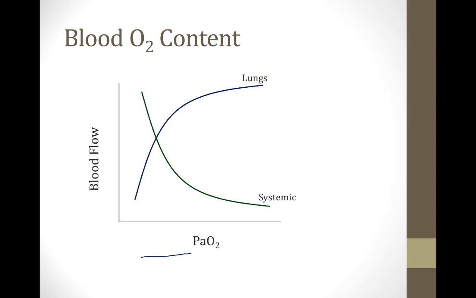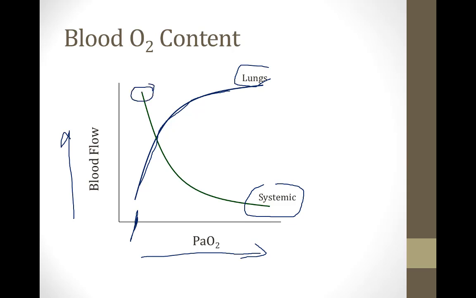So if we were to graph the oxygen level on the x-axis and the blood flow on the y-axis, we would see that in the lungs, as the oxygen level goes up, the blood flow goes up, and as the oxygen level goes down, the blood flow goes down. The systemic circulation is the opposite. Way down here where the O2 level is low, there's a lot of blood flow because those vessels are vasodilating. Up here where the O2 level is high, there's relatively little blood flow. Make sure you understand that these two systems have opposite responses to changes in oxygen content.